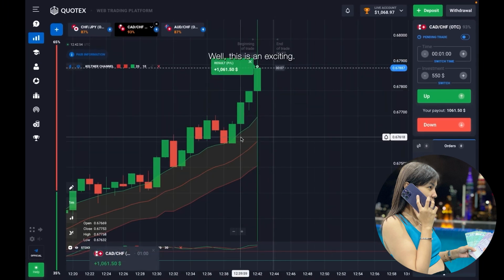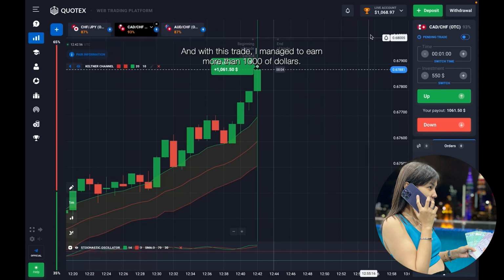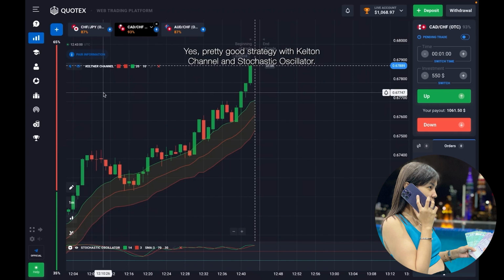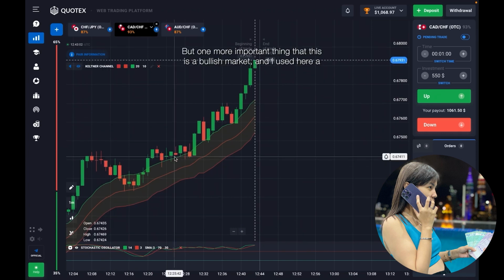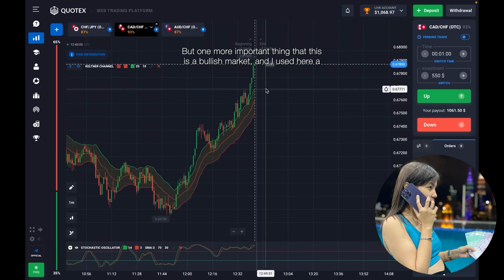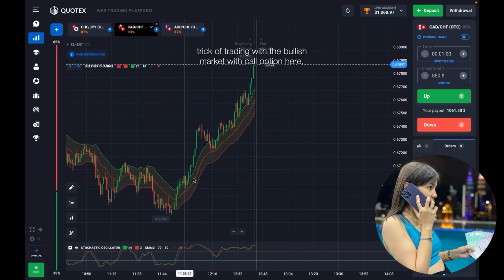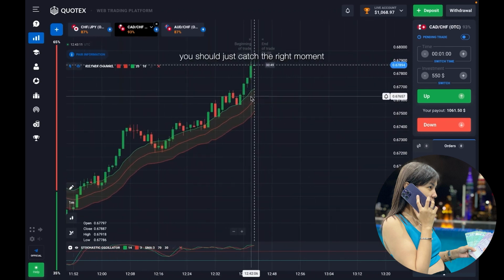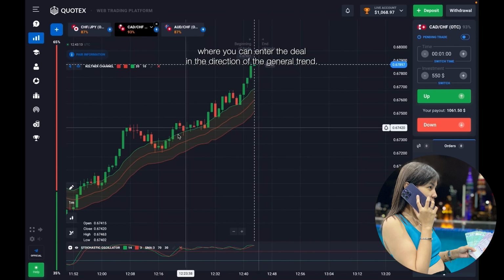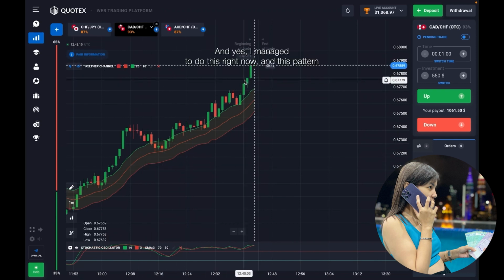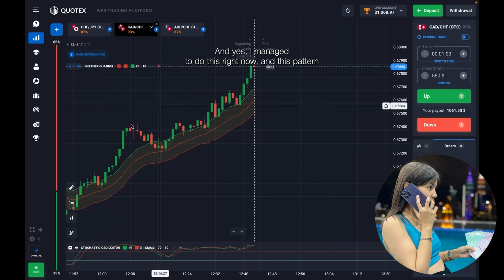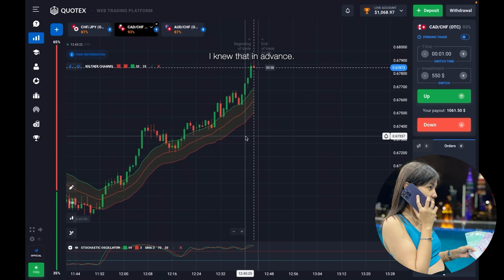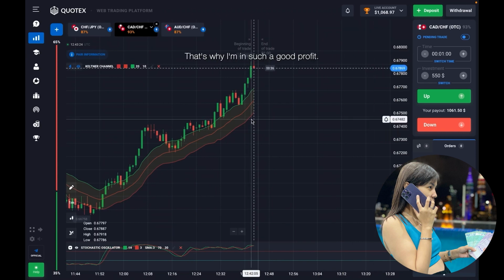Well, this was exciting. With this trade, I managed to earn more than $1,000. And yes, a pretty good strategy we get on the channel is the stochastic oscillator. But one more important thing, that this is a bullish market, and I use here a trick of trading with the bullish market with call option here. If you just catch the right moment where you can enter the deal in the direction of the general trend. And yes, I managed to do this right now, and this pattern is going to be repeated right here. I knew that in advance, that's why I'm on such a good profit.